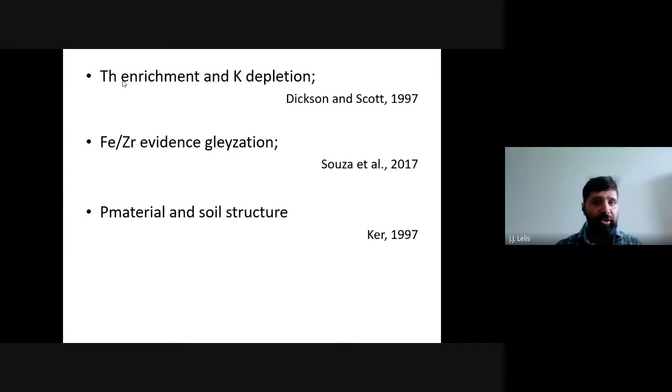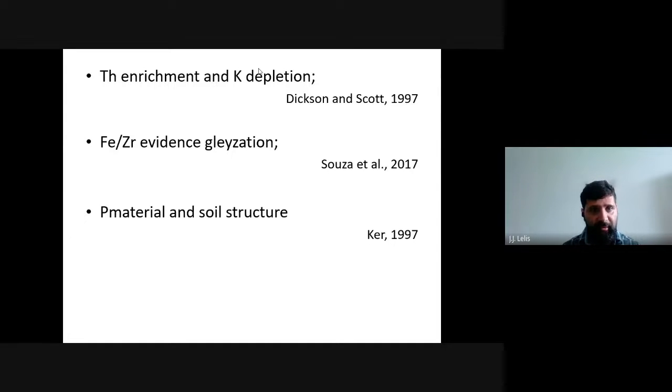And some elements will be depleted during soil formation, during weathering, because they are leached. All the nutrients that you can think of, like sodium, potassium, calcium, will be leached, and the content of these nutrients will decrease. So we can see that soils are not the same as parent material.